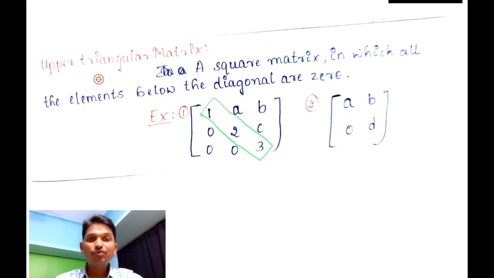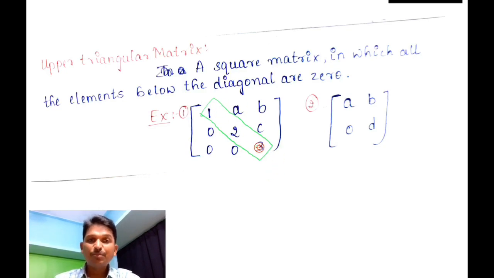Okay, now we learn about upper triangular matrix. What is upper triangular matrix? A square matrix in which all the elements below the diagonal are 0. This is the diagonal of this matrix. A square matrix in which all the elements below the diagonal are 0. You see this, below the diagonal are 0. So this matrix is known as upper triangular matrix.